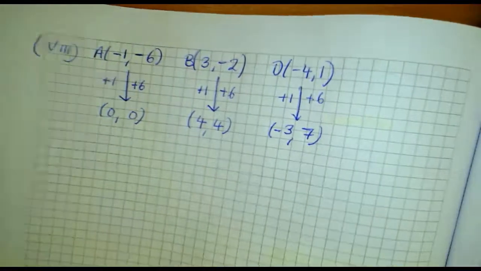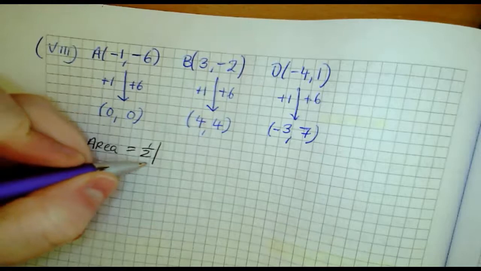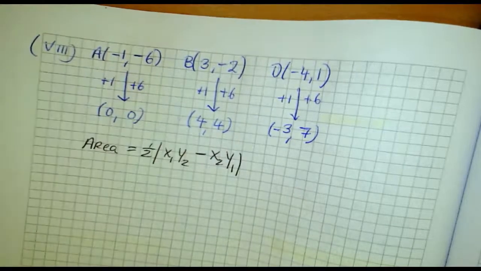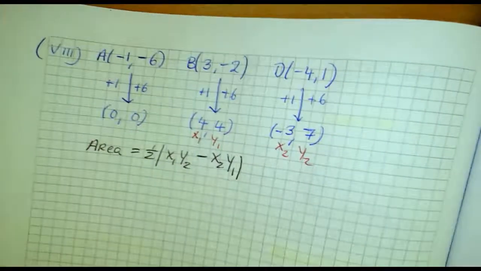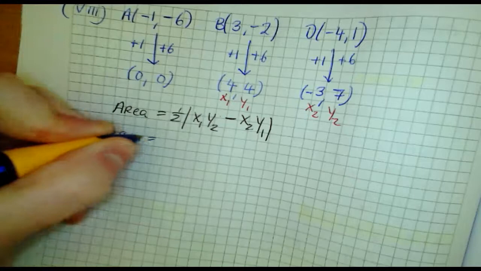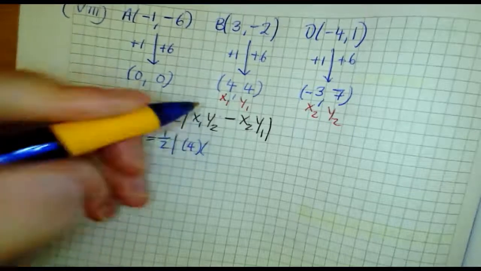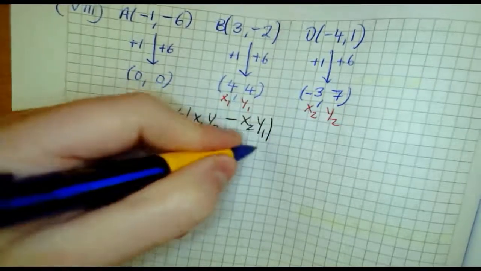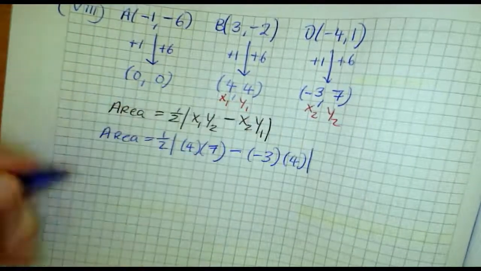So again, I'm going to write my formula. So the area of a triangle is equal to half of x1, y2 minus x2, y1. I'm going to label my points x1, y1, x2, y2, and I'm going to sub into my formula. So the area then is equal to a half by x1. What did I label x1? It's 4. By y2, what did I label y2? It's 7. Minus x2, what did I label x2? It's -3. By y1, what did I label y1? It's 4. So I have to tidy up what's inside those modulus signs.